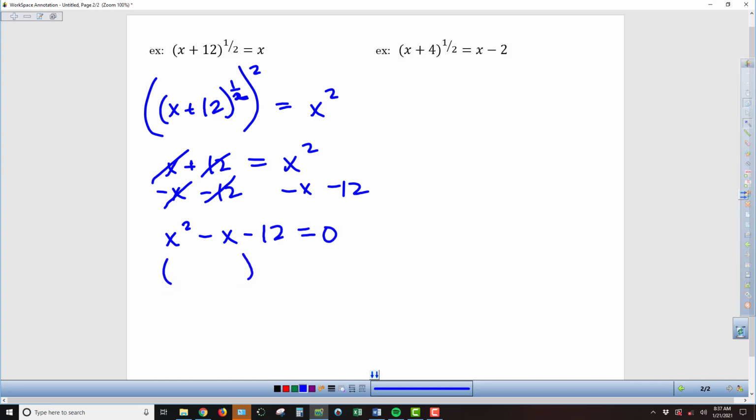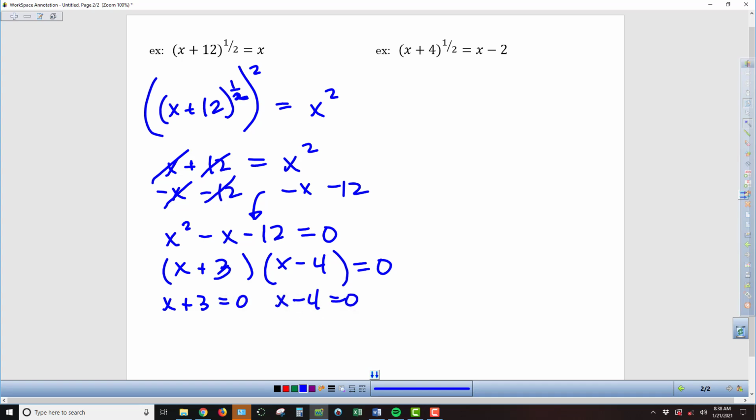So now I'm going to do my factor tree work here. I get x and x. I'm multiplying to make a negative, so I need one positive and one negative. And so now I'm looking for two numbers that multiply to make 12, but add to make negative 1. And so I'm going to have negative 4 and positive 3. Negative 4 times 3 is negative 12. Negative 4x plus 3x will give me that negative x. So then I take each of these factors and set them equal to 0.